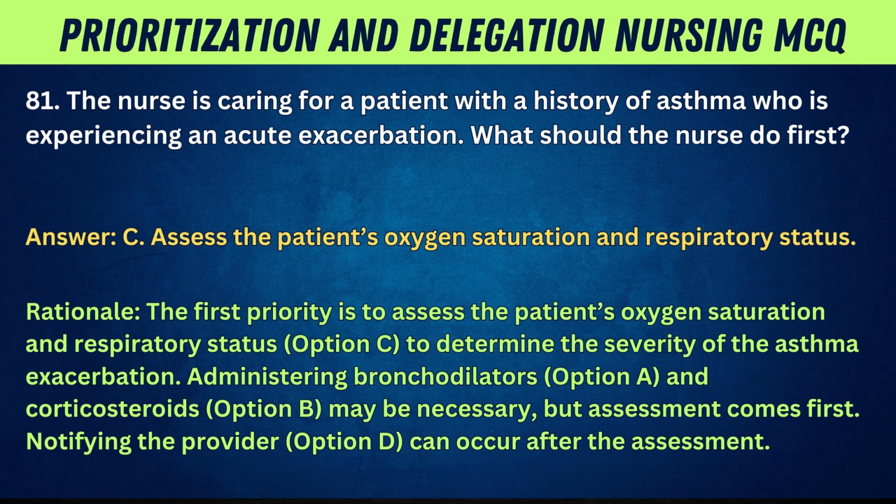Rationale. The first priority is to assess the patient's oxygen saturation and respiratory status, option C, to determine the severity of the asthma exacerbation. Administering bronchodilators, option A, and corticosteroids, option B, may be necessary but assessment comes first. Notifying the provider, option D, can occur after the assessment.